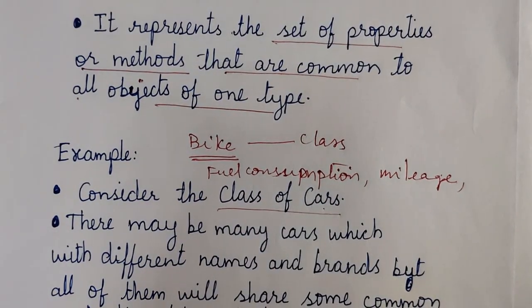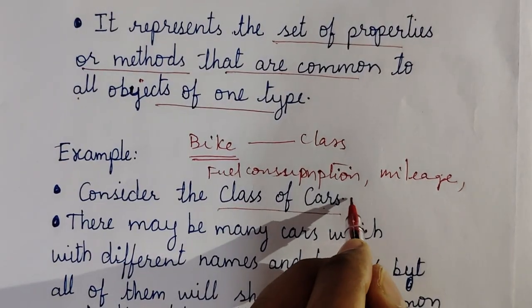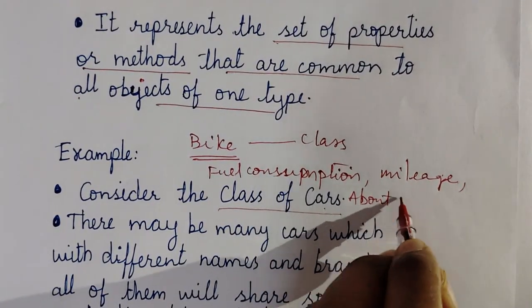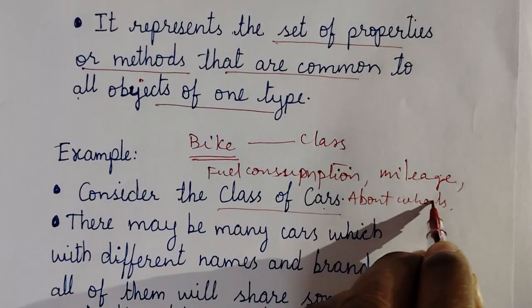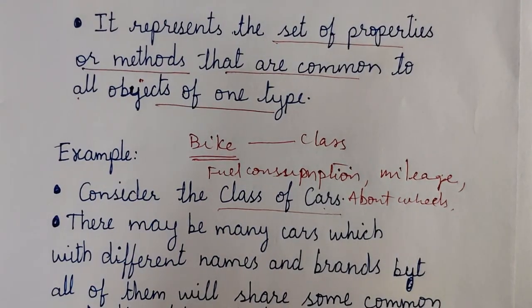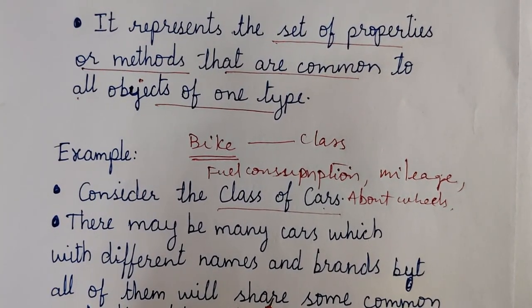Next, details about the wheels, and whether the bike has a two-stroke engine or a four-stroke engine, what type of piston it has, etc. come under the properties.